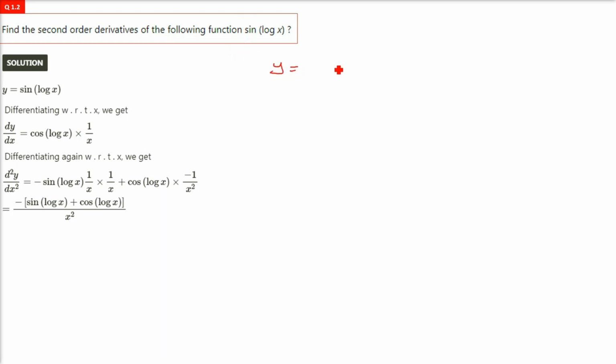So y will be equal to sine log x. So first we have to find out dy by dx, that is y prime, y dash. So you can just write it as y prime also, y dash also. This is equivalent to saying that it is dy by dx. So d2y by dx2, this y prime will become y double prime. So sine theta, what is the differentiation of sine theta? It will be cos theta. So it will be cos log x.